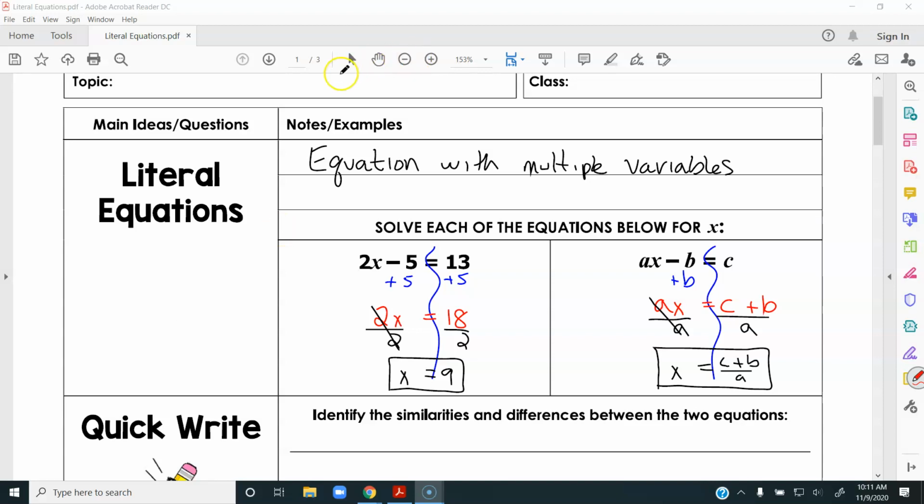So let's do some examples. So you guys had those notes. Let's do some examples so we can further understand how to do it.